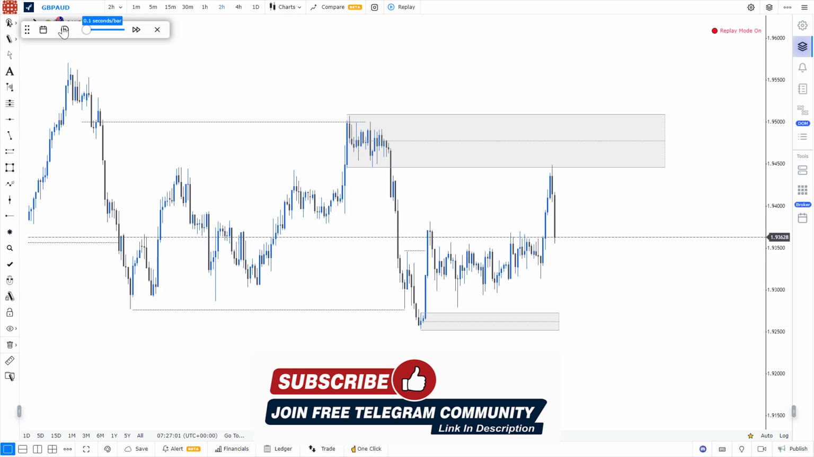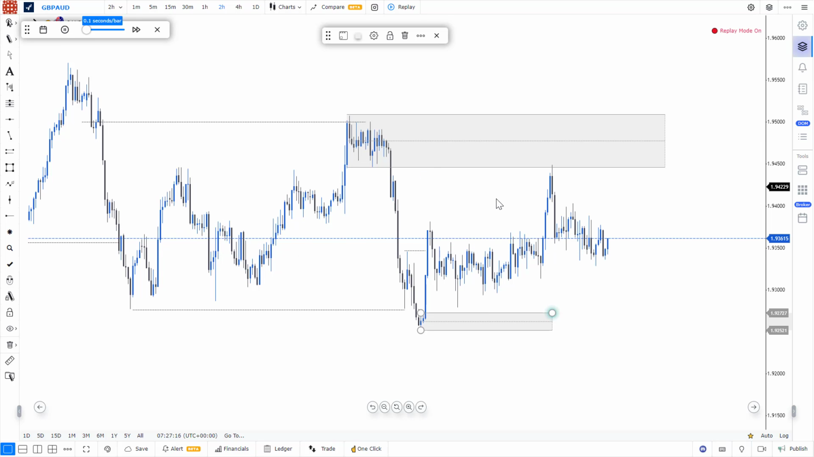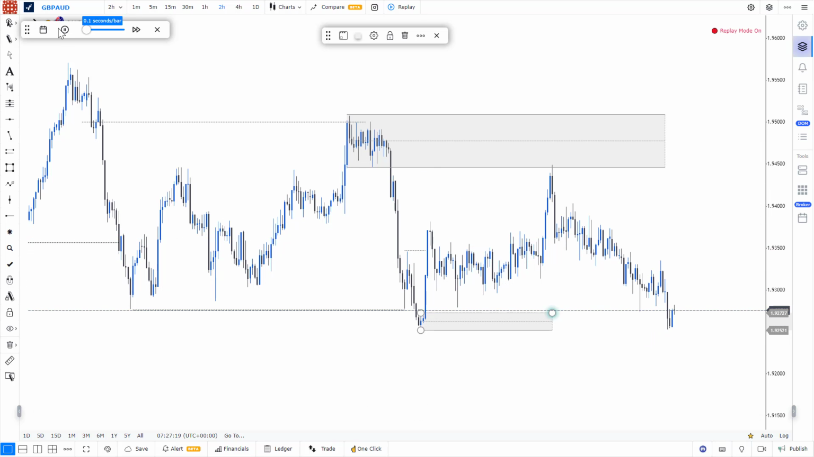And you see price ranged a little, and finally it mitigates a higher time frame zone. Now price mitigates a higher time frame zone. What are you going to do? You look to disregard this lower time frame zone. Don't look to trade from this zone anymore, because price is actually reacting from a higher time frame level. Okay, and you see price starts to push to the downside.